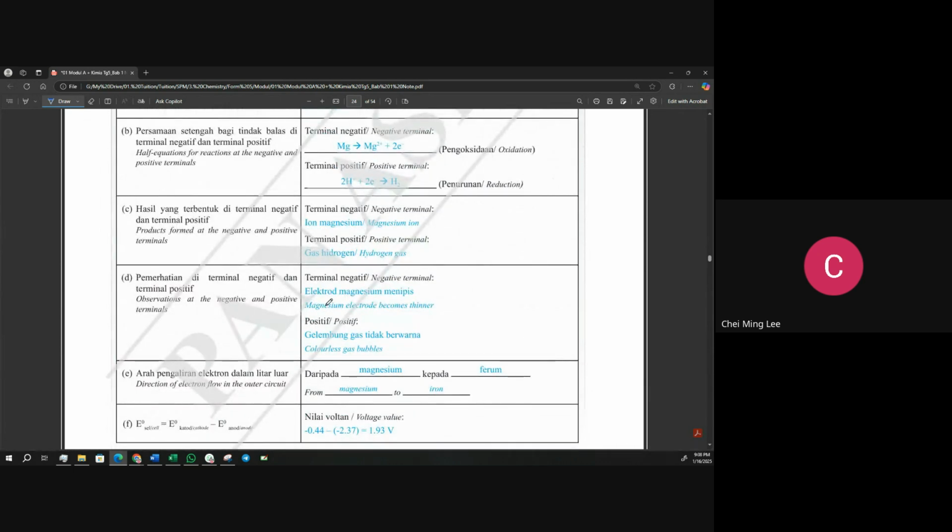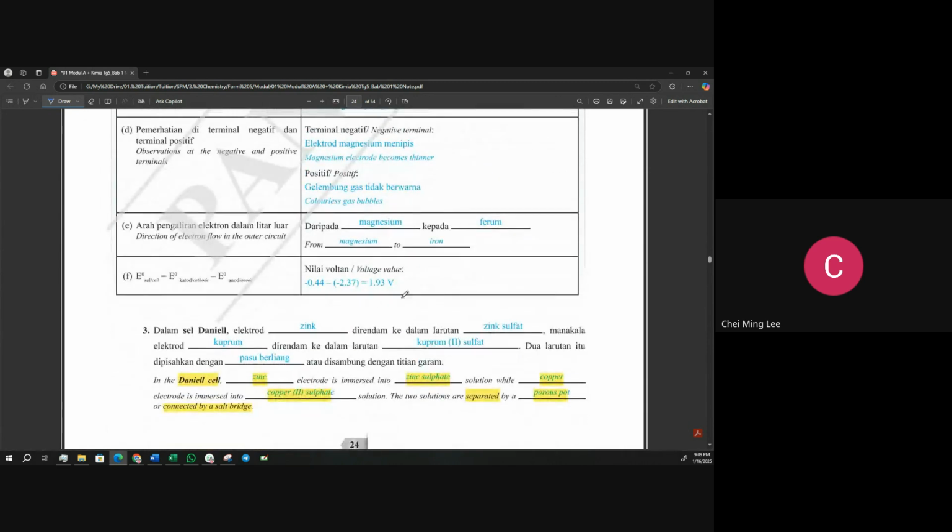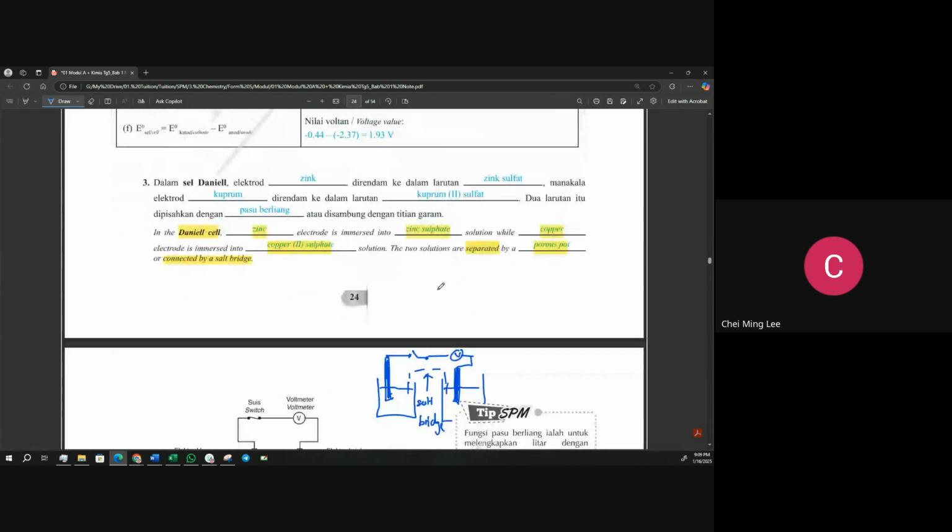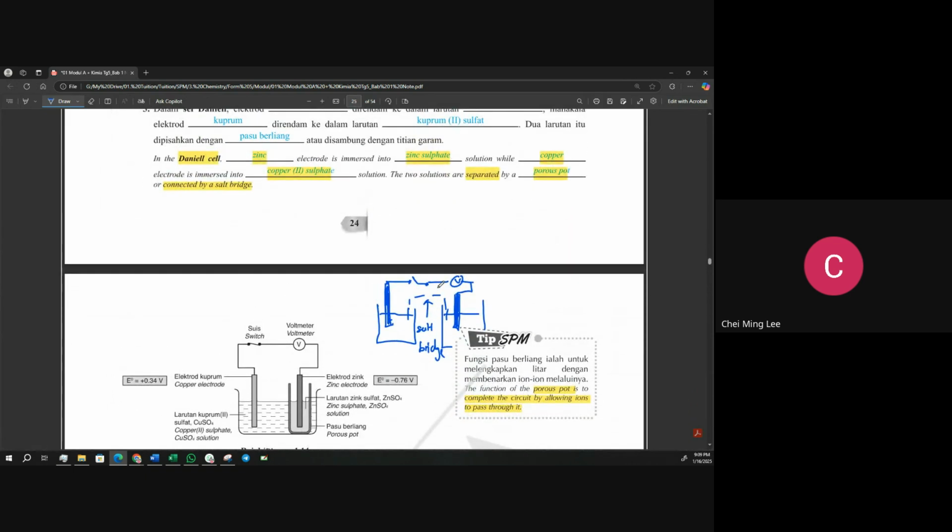So the observation: the magnesium electrode becomes thinner, while at the positive terminal, colorless gas bubbles will keep being released. We know that, like I said, electrons flow from negative to positive, so from magnesium to iron. The voltage value will be this one. So this is pretty simple.